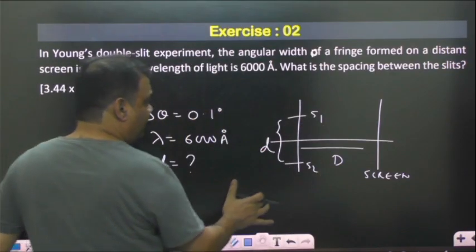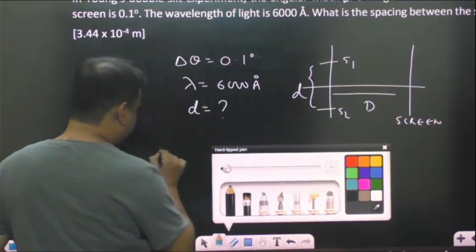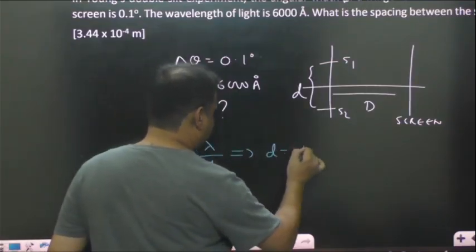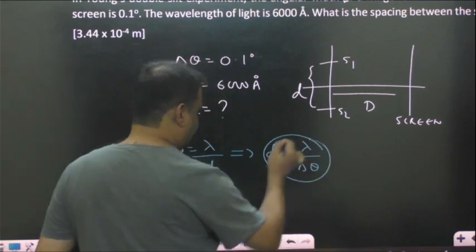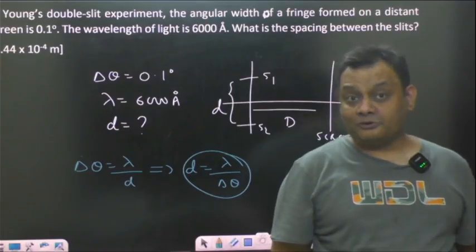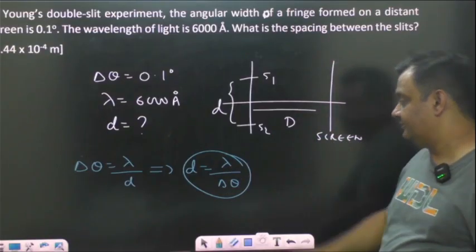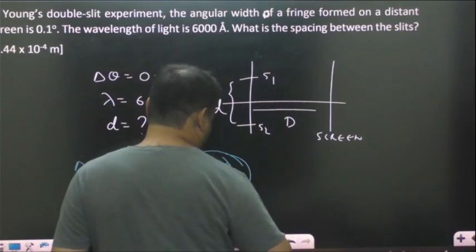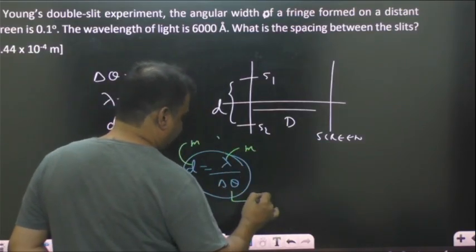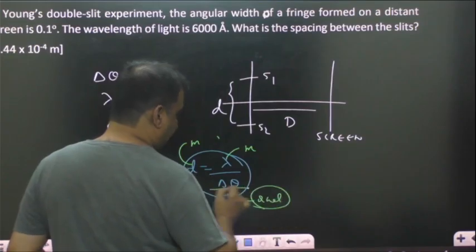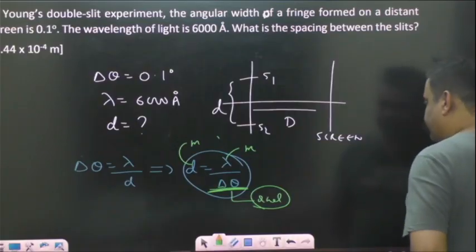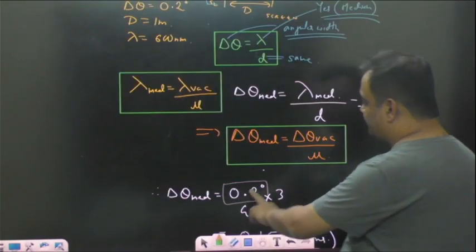So we know the formula for angular width, that is lambda by small d. So it implies that d will be lambda divided by the angular width. Very simple. But when you are putting in the values, you have to make sure everything is in SI units. So lambda must be in meter, d will come in meter, and the angular width must be in radian. So you have to make sure that it is in radian. Now you might have a confusion: sir, in the previous problem we haven't converted it into radian.